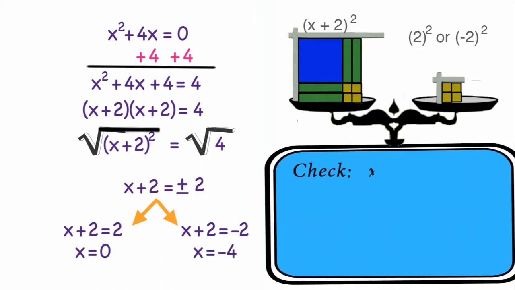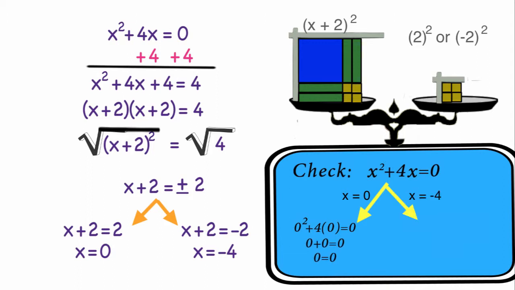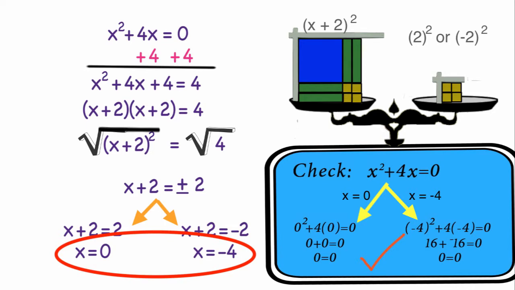Now, let's do a quick check of that answer. We always go back to the original equation. When we substitute 0 for x, we get 0 is equal to 0, so that checks. And when we substitute negative 4 in for x, again we'll get 0 equals 0, and that checks. So, both 0 and negative 4 are solutions to our original equation.